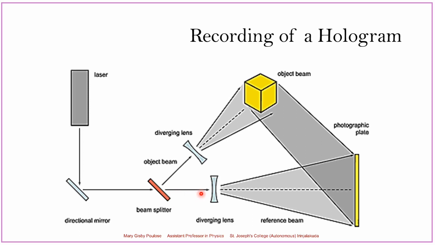One of the rays is the reference beam, and it is expanded by making use of a diverging lens. And this expanded reference beam falls on the photographic plate. Now the other beam that is split is expanded again using a diverging lens and made to fall on an object. So this light gets scattered from the object, and the scattered object beam falls on the photographic plate.